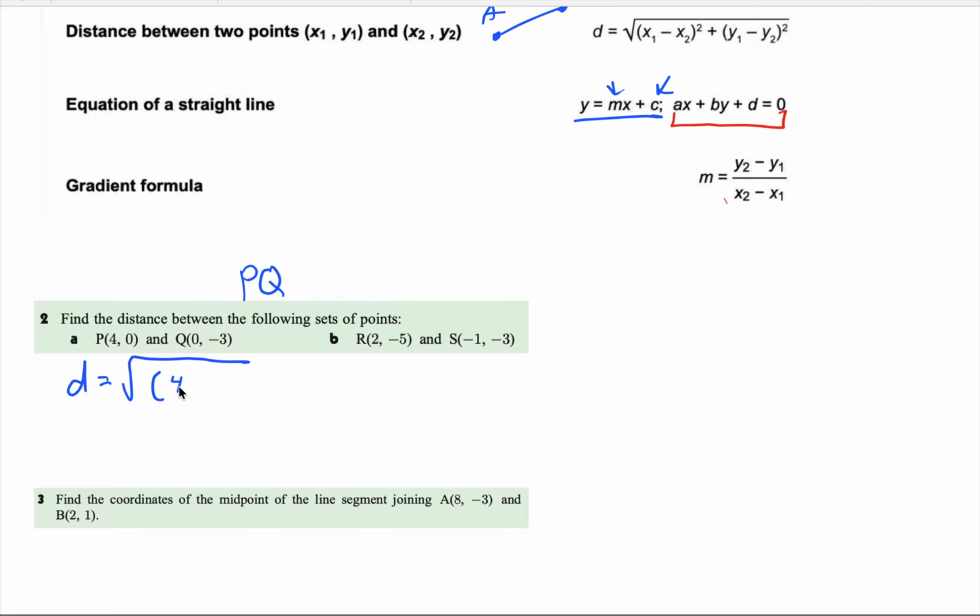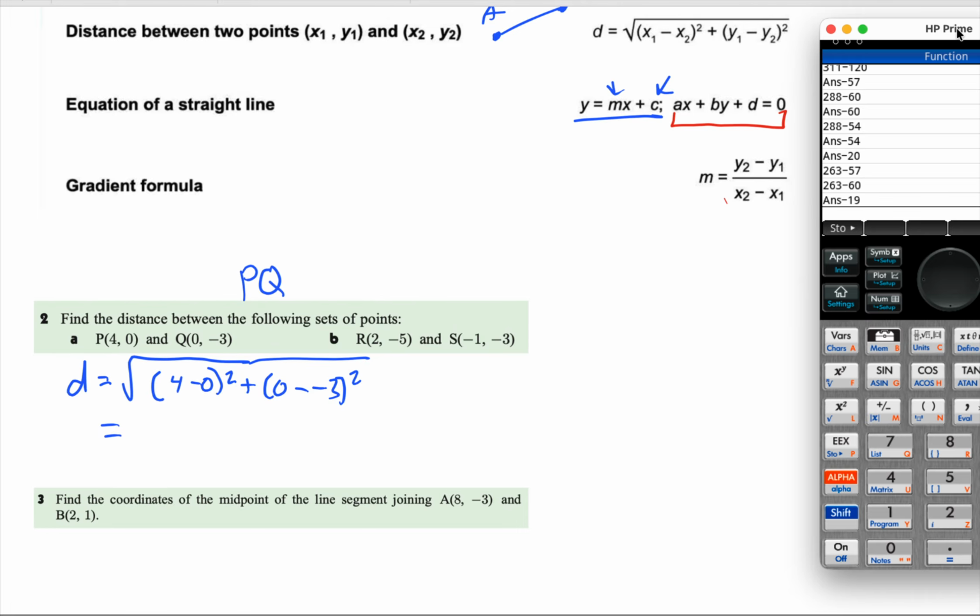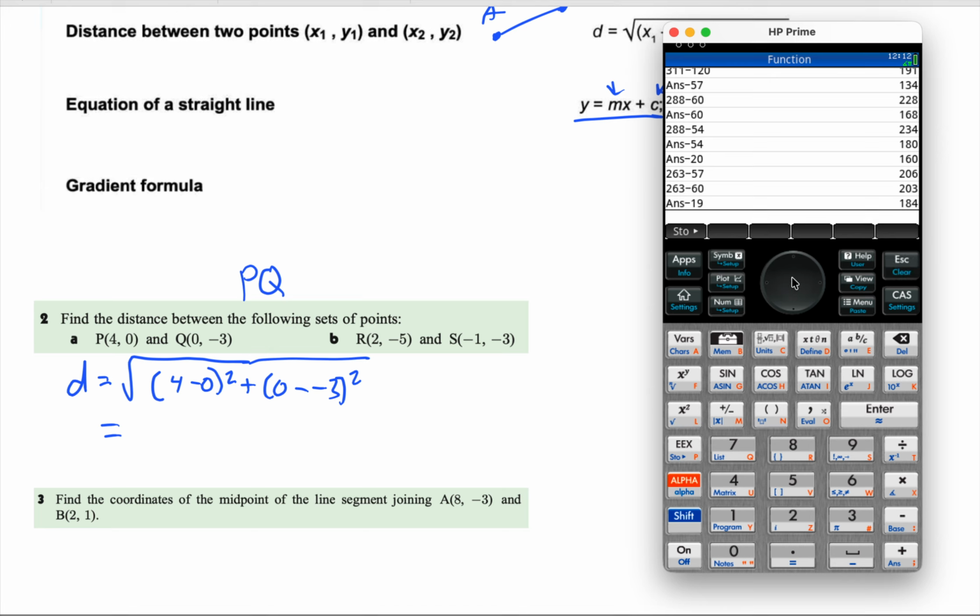I'll do 4 minus 0 squared plus, and then 0 minus negative 3. Careful here, you got a subtraction in the formula and a negative 3, so it's like a double negative there, right? Now, what I like to do, because sometimes they'll ask for an exact answer, or sometimes you need an exact number. Okay, because if I type square root into my calculator, I may get a decimal that goes on forever. So I like to do this first. Now I can obviously do 4 minus 0 easily, but you don't need to. You can write in 4 minus 0.